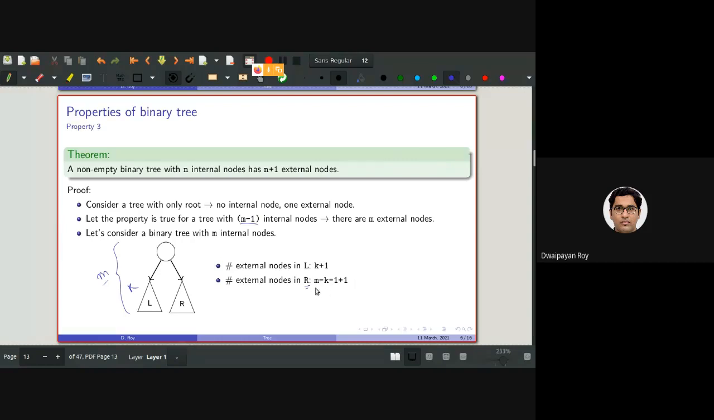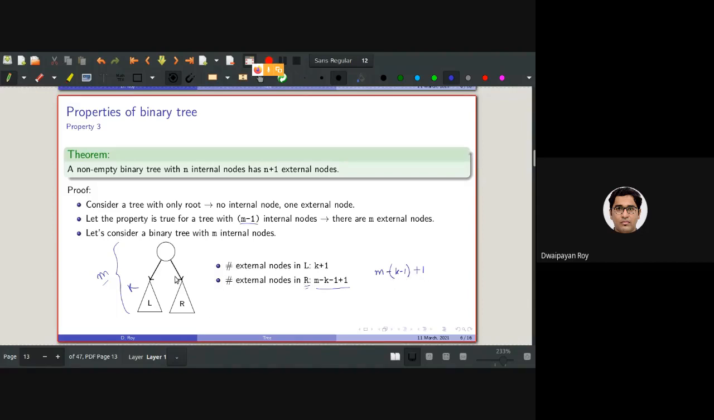I have already written this. Can you say why? Please try someone. Sir, the number of internal nodes is the total minus the number of external nodes, plus 1, because that many external nodes will be needed. That's what you are saying.